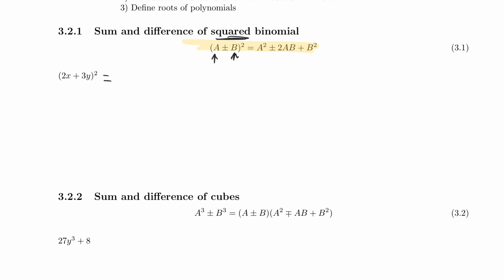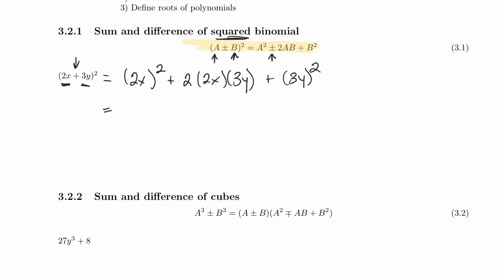The first thing is to identify what is A and what is B. You have to pay attention to the sign. If you have a plus, then the term in the middle is plus. If you have a minus, then the term in the middle is minus. So let's expand this binomial. This will look like (2x)², because 2x is our A term, plus, because we have a plus, 2 times A times B, so 2 times 2x times 3y, plus b squared. Our b is 3y, squared.